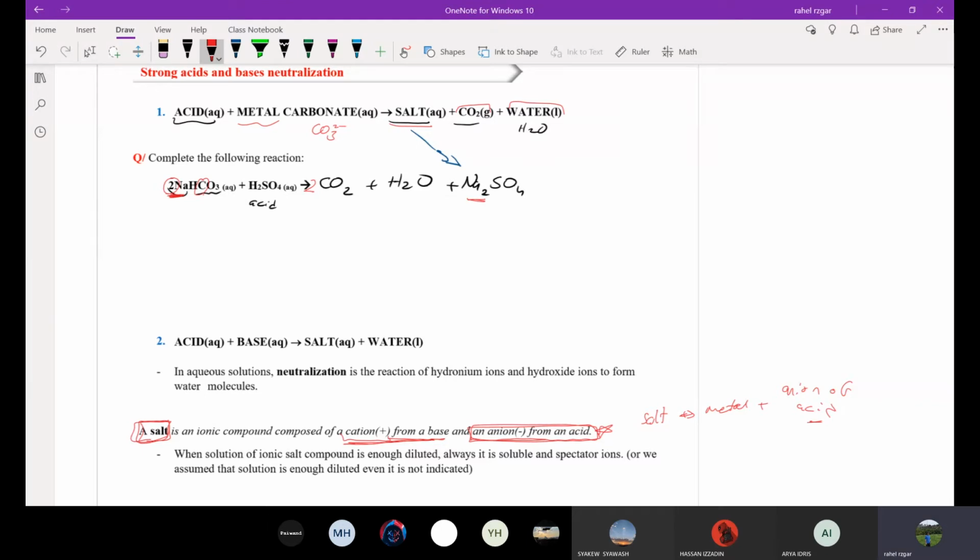Even in most cases, oxygen even comes after hydrogen.